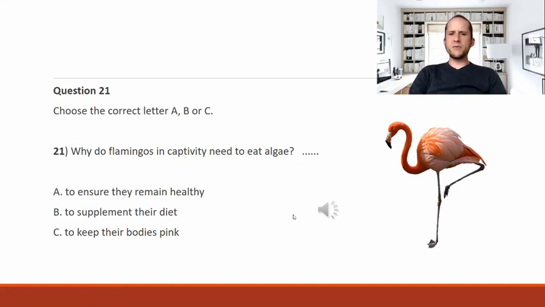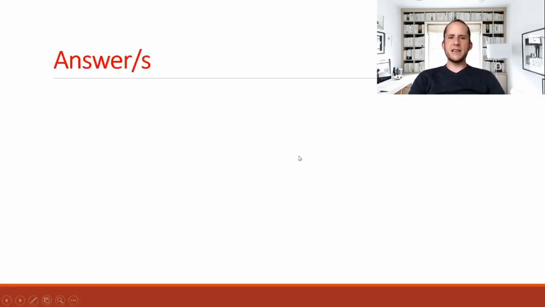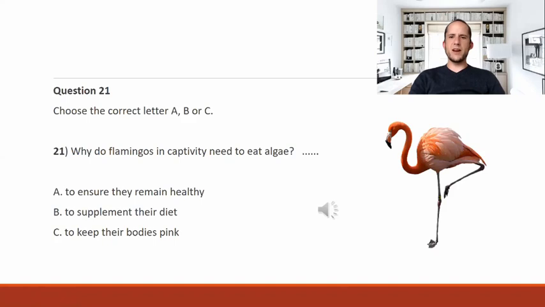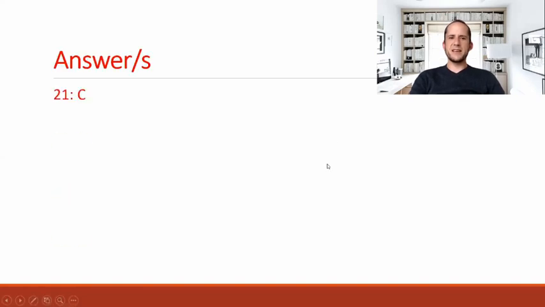So we can see that there wasn't anything to do with remaining healthy. However, diet was mentioned, but the answer wasn't B. It was all to do with color. Eating algae is necessary for flamingos in order for them to keep their bodies pink. So if you chose the answer C, then you get question number 21 correct. And well done to you. Let's move on to the next task type.